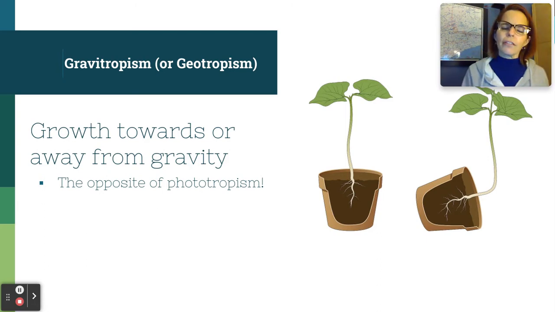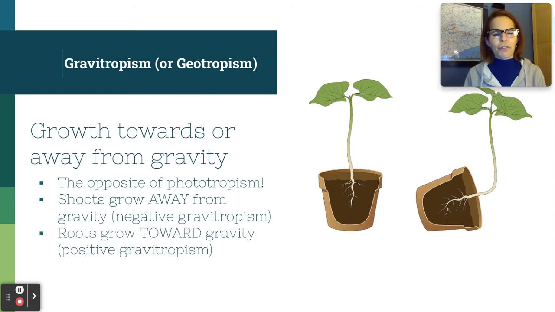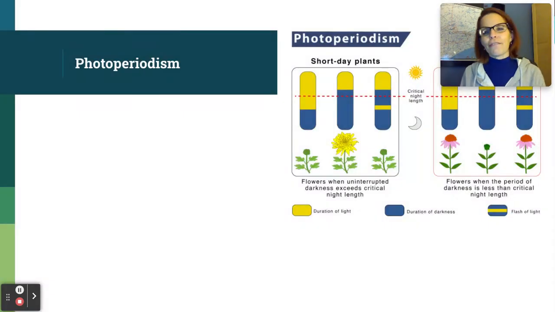Well, they're experiencing gravitropism, and it moves in the opposite direction from phototropism. So shoots grow away from gravity. We call that negative gravitropism, as opposed to the shoots showing positive phototropism. They show negative gravitropism. And then the roots grow toward gravity, which is called positive gravitropism.